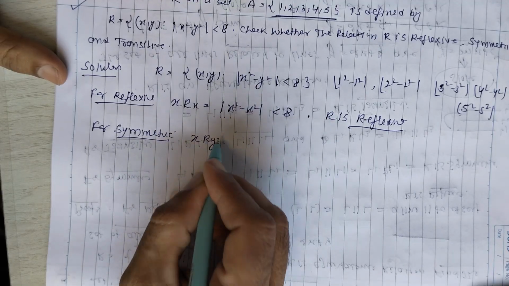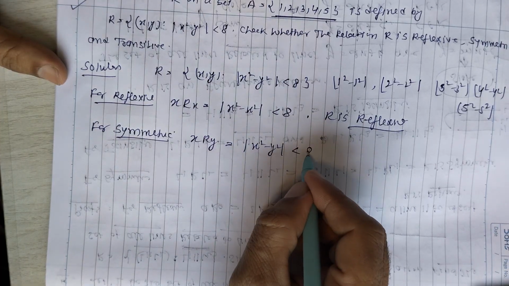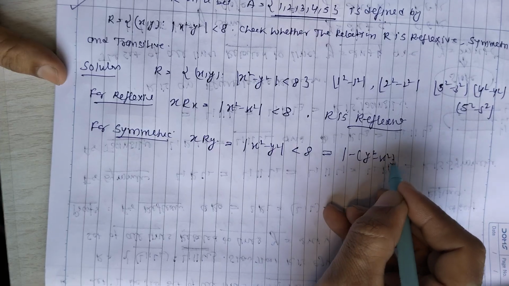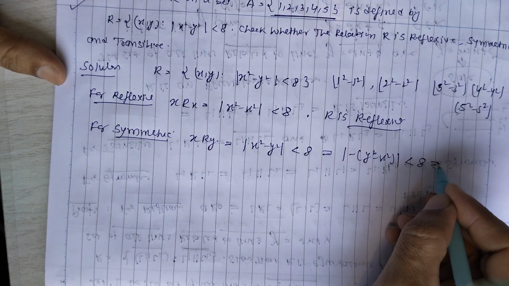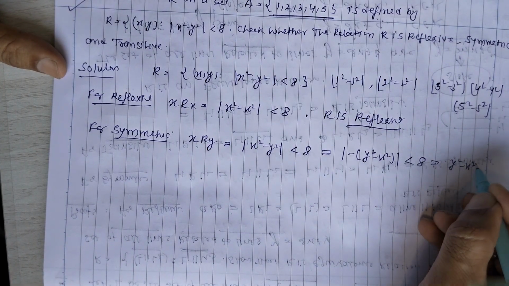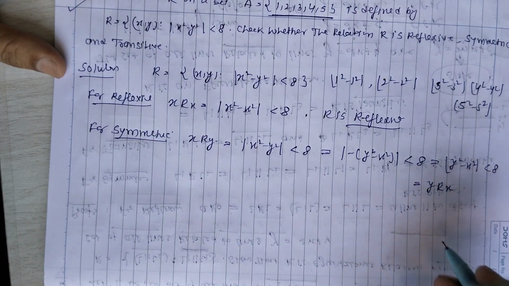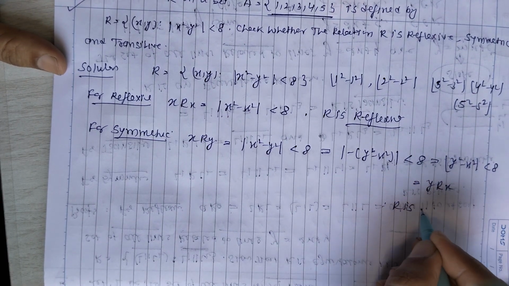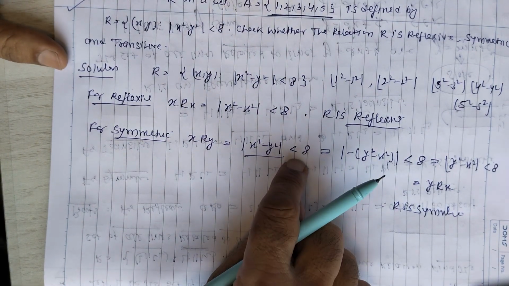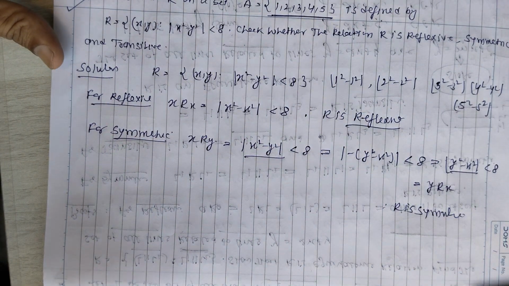For symmetric, x related y implies that mod x square minus y square is less than 8. We can take common inside the mod, so we can write y square minus x square. We can take minus out of the mod, and in case of mod, minus becomes positive. So y square minus x square is less than 8. It represents y related x, therefore R is symmetric. X square minus y square is less than 8, and in mod, y square minus x square is also less than 8.